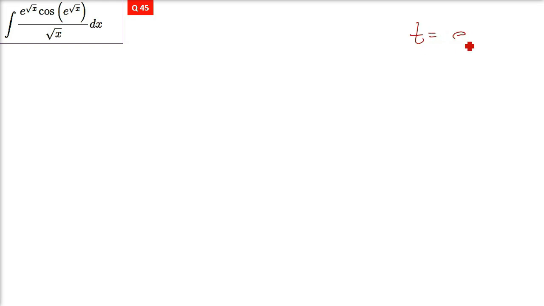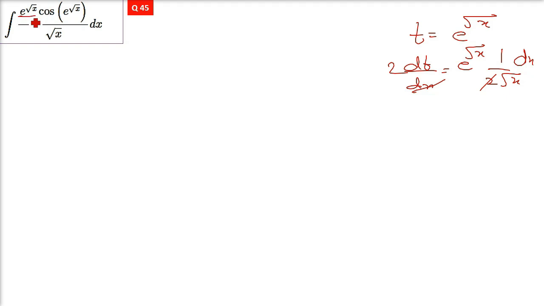So we can just place t equals e root x, dt by dx will be equal to, this will remain same, e raised root x, and root x will be 1 by twice root x. Dx will go here, 2 will go this side. So 2 dt is e root x by root x into dx. That means this one, and this one is already there, which is 2 dt. Now direct integration will be there. 2 you can take outside, dt will be there.